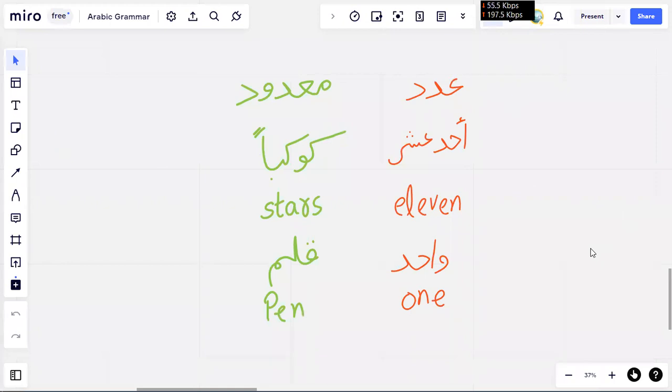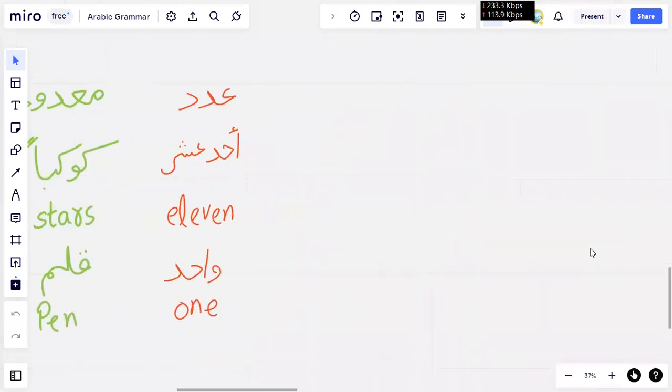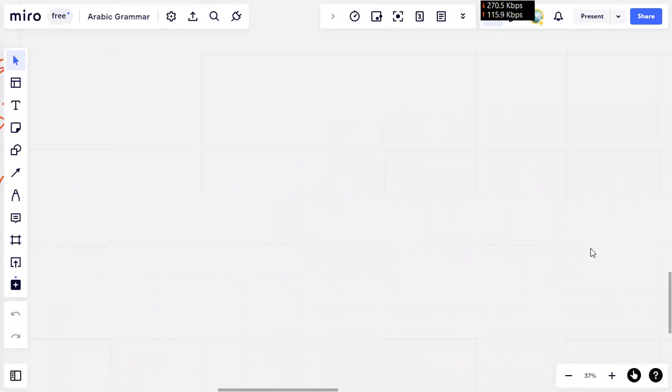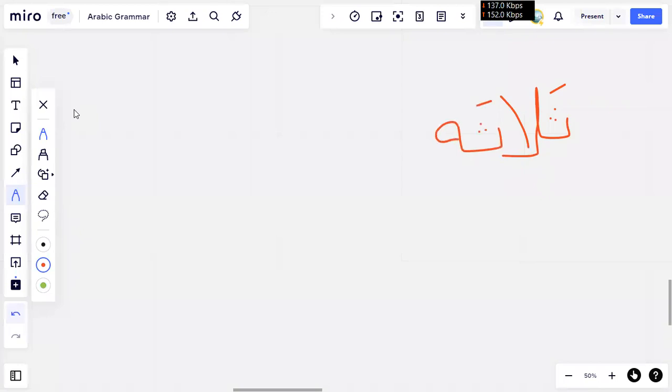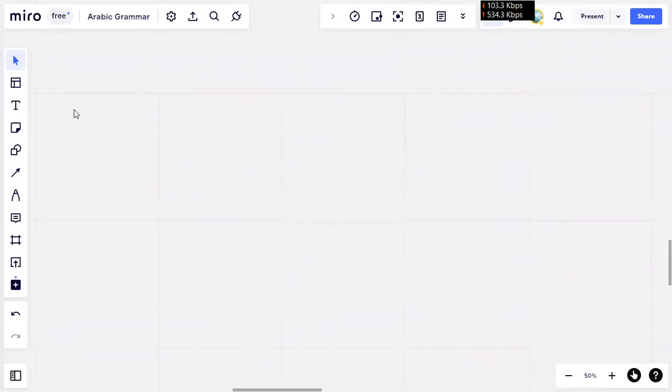Give me some examples of adad and madud from 3 to 10. Salasatu tullabin. Arbaatu tullabin. Khamsatu tullabin. Sittatu tullabin. Sabaatu tullabin. Samaniyatu tullabin. Tisatu tullabin. Asharatu tullabin.